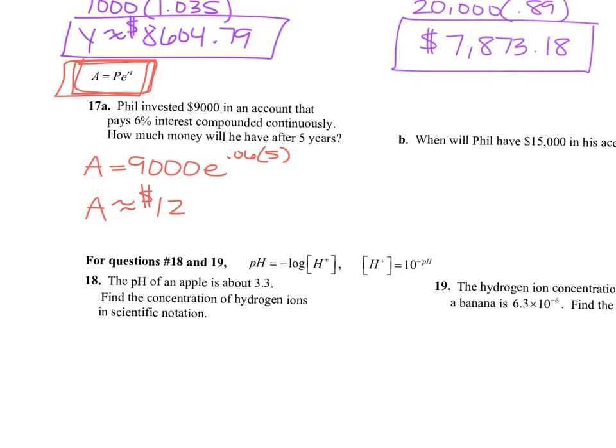Are you getting 12,000 something? $12,148.73, hopefully.